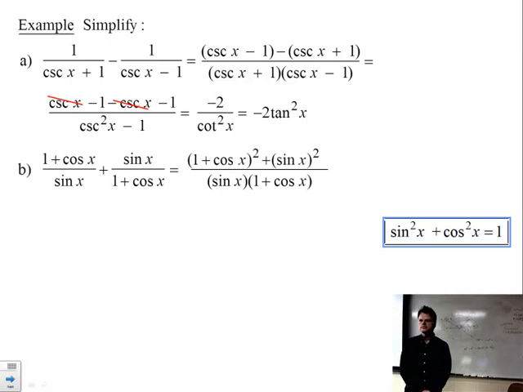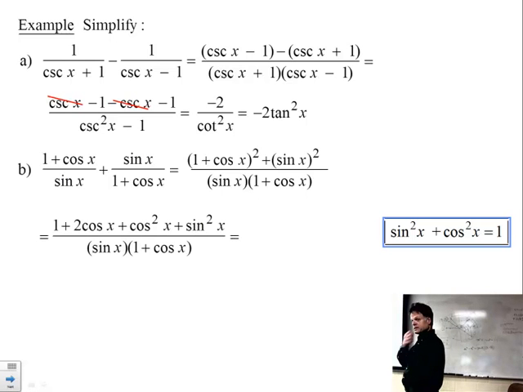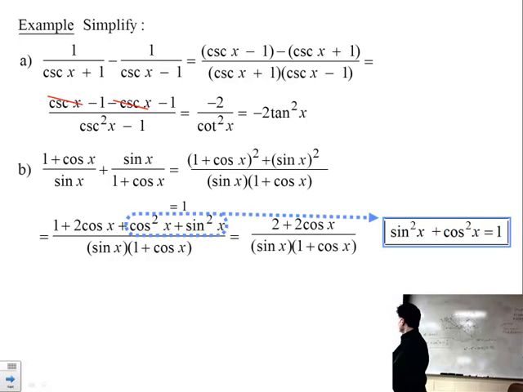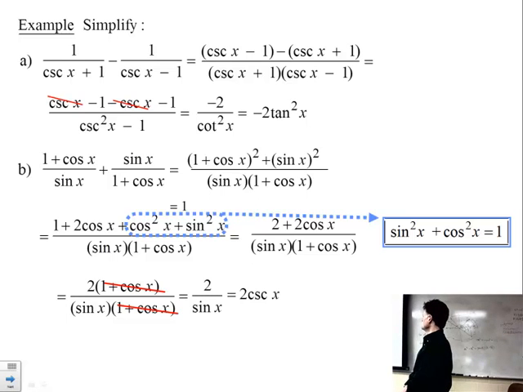All right. Combine the fractions again. Common denominator. So on top, I've got this thing, quantity squared, and I'm multiplying that, and then I have sine squared. Now what? All right, expand that, and you get that nice thing, which is 1. So that's 1, and that combined with that one, I get 2 plus 2 cosine x. So now what? Cancel. Yeah, so factor out a 2 from the numerator, and I get 1 plus cosine x, which cancels with that. So I get 2 over sine x, or 2 cosecant x.